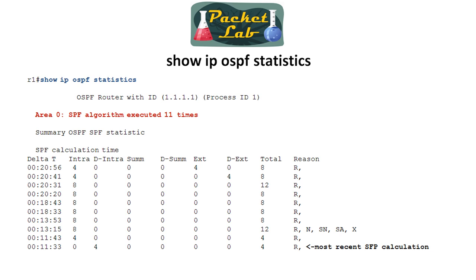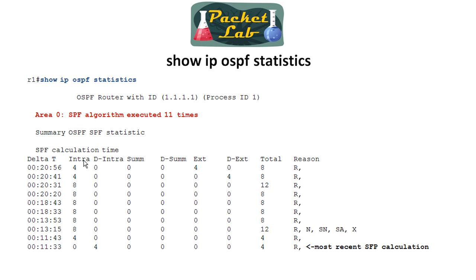And what that's going to do is give you this nice table, and it's going to show you the last 10 SPF calculations in backwards order. So this delta T, that's going to tell you the difference in time from when this was run to the current time. So the smaller this is, the more recent. So the bottom calculation is going to be the most recent. We can see the most recent was 11 minutes and 33 seconds ago.